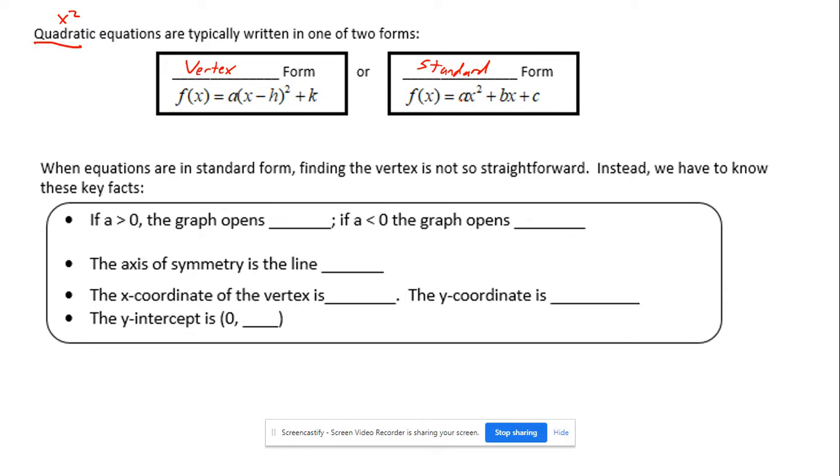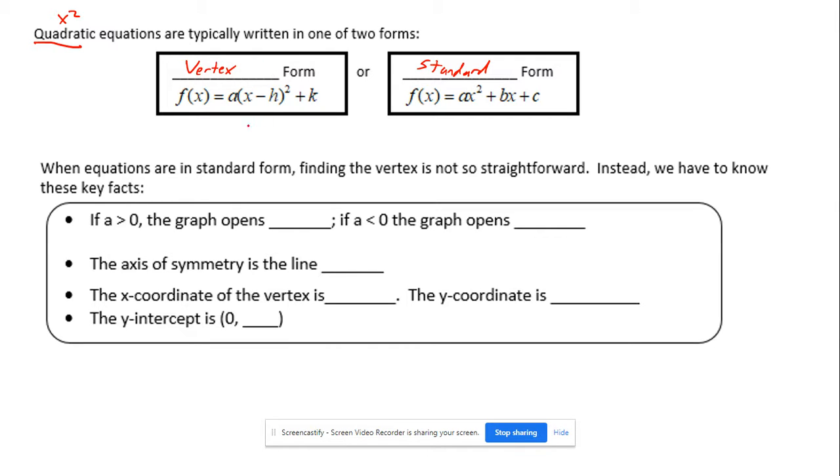In standard form, we put our x squared, our x, and then our constant term in this order. It could be f of x equals or y equals ax squared plus bx plus c. A, b, and c will all just be numbers.